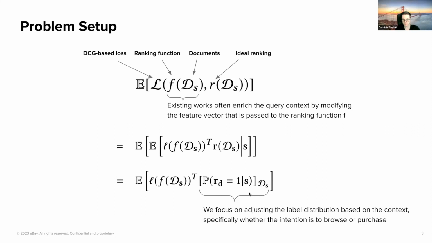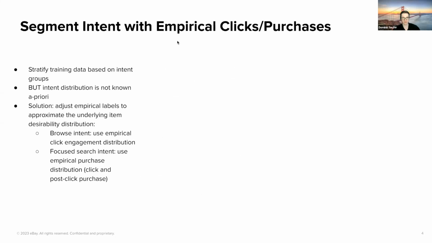So what we focus on in our work is to adjust the label distribution based on the search context, and specifically whether the intention is to browse or to purchase an item. The main idea of our work is to stratify the training data based on the different intent groups, whether we are in exploration or focus search mode. However, the user intent distribution is not known beforehand. So what we do is adjust our empirical labels to approximate the underlying item desirability distribution.